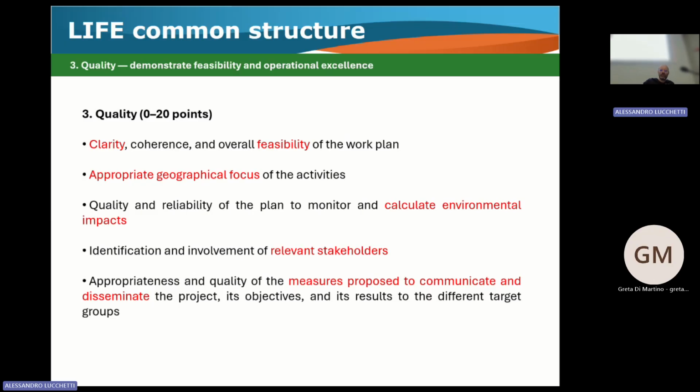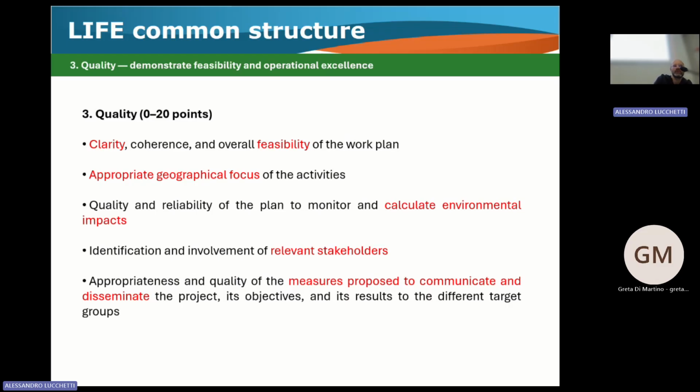So the quality: you have to demonstrate the clarity, coherence, and feasibility of your plan. You have to clearly report the geographical focus of your project. Report the environmental impact, report the environmental stakeholders, and insert the measures that you include for communication and dissemination. Also here, it is better to report in the proposal that you will produce a communication plan at the beginning of the project.